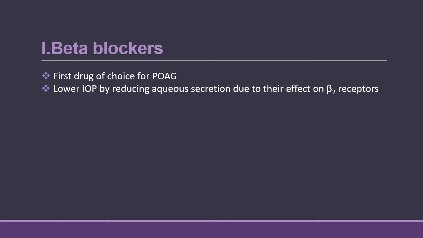One by one. First category is beta blockers. These are considered to be the first drug of choice for primary open angle glaucoma. So the mechanism is it reduces aqueous humor production by the effect on the beta 2 receptors, which are located in the ciliary body epithelium.